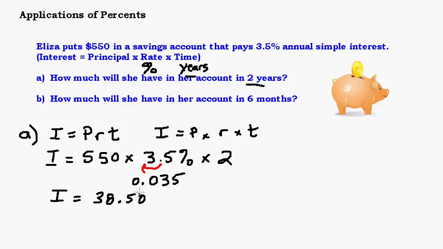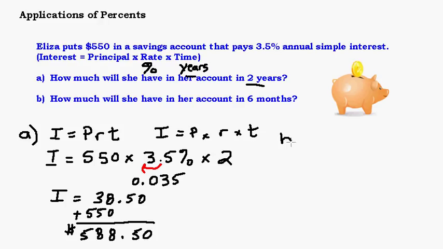Now the question asks, how much will she have in her account? Remember, she had $550 in her account to start, and then she earned this much interest. So you would want to add that $550 in with the interest. If the question asked how much interest did she earn, then we could just stop at the $38.50. But it didn't. It asked how much she'd have in her account, and that would be $588.50.